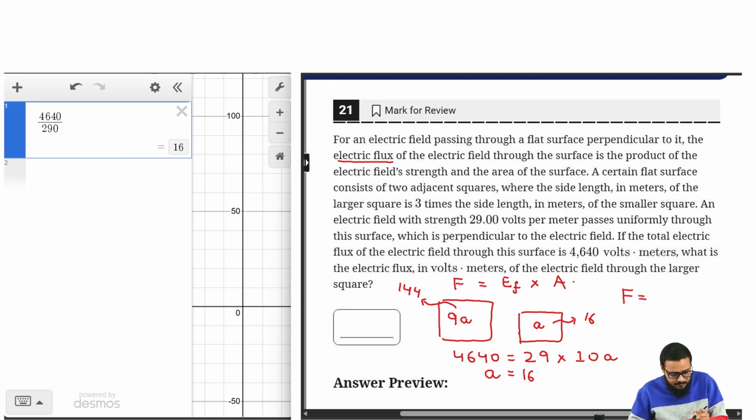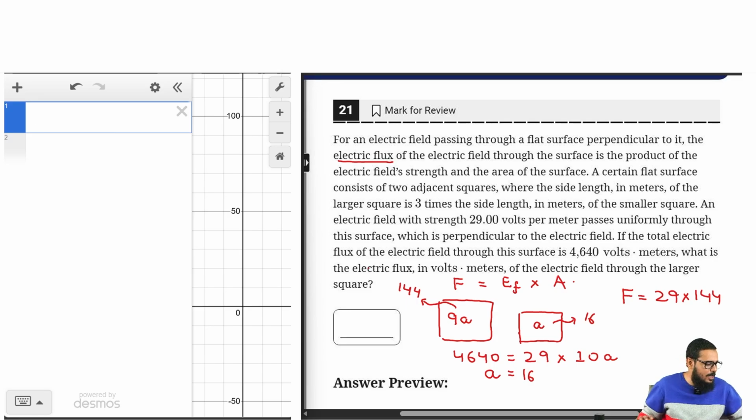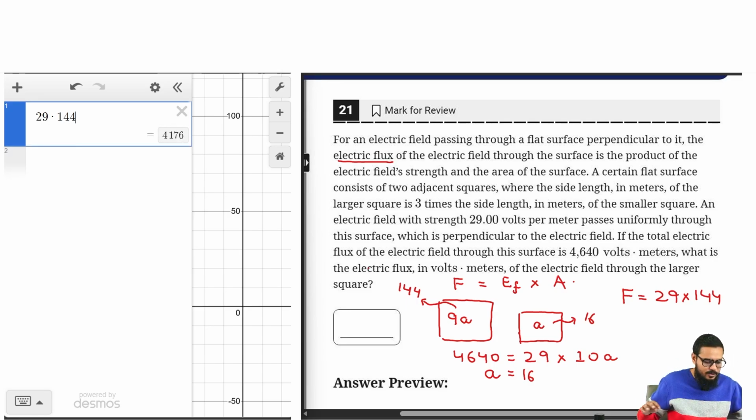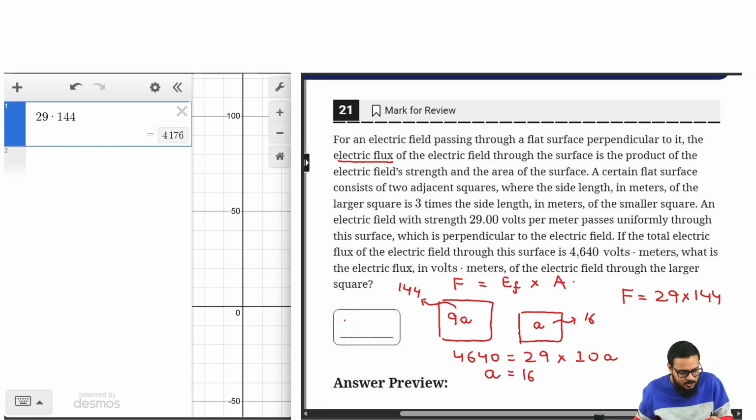I know that the electric field is a constant number, 29, and since I just have to find the electric flux created by the largest square, I'm just going to use the area of the largest square, not the area of the entire surface, which came out as, I think, 160. The area of the largest square came out as 144. So I'm going to do 29 times 144, and that would be my answer. Let me type this number, 29 times 144. That comes out at 4176. That should be the right answer to this difficult question.